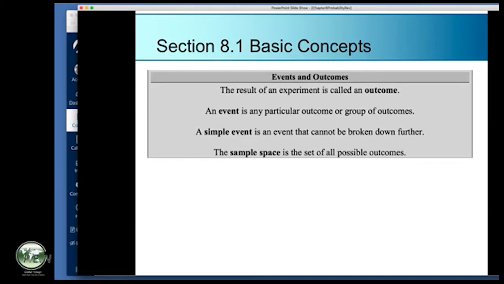I roll the dice and see how many times I get a 2. That's called a probability experiment. In each experiment, I have outcomes, and the outcome is what I roll. That's what happens. The event is any particular outcome or group of outcomes. We'll explain this a little bit better. A simple event is an event that cannot be broken down further, and a sample space is a set of all possible outcomes. What does that all mean?